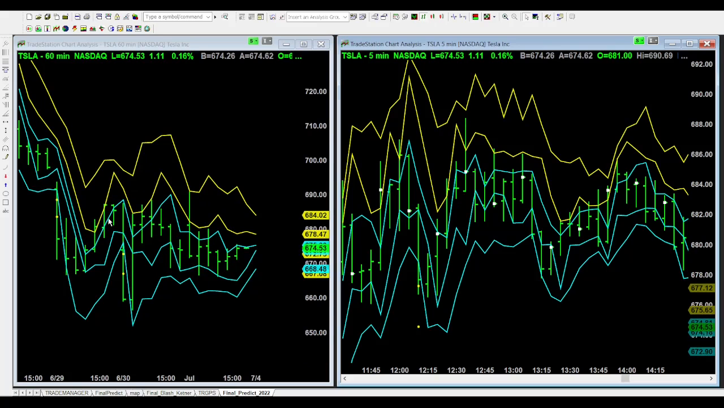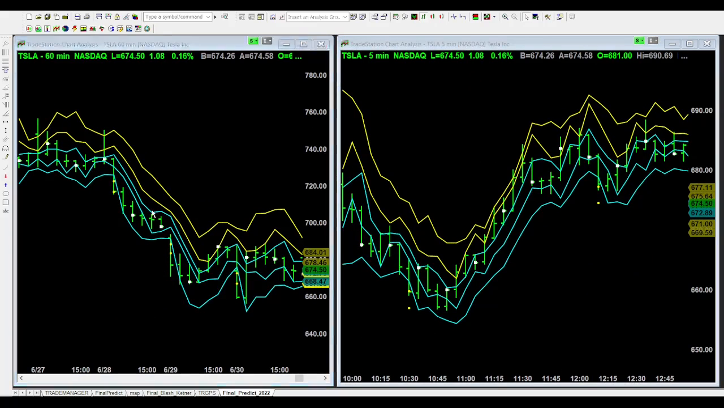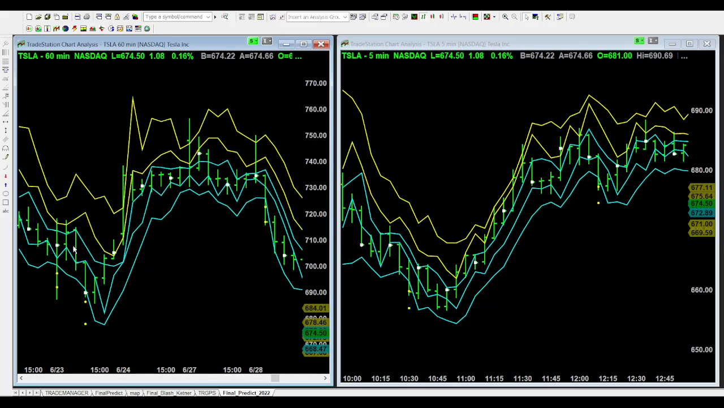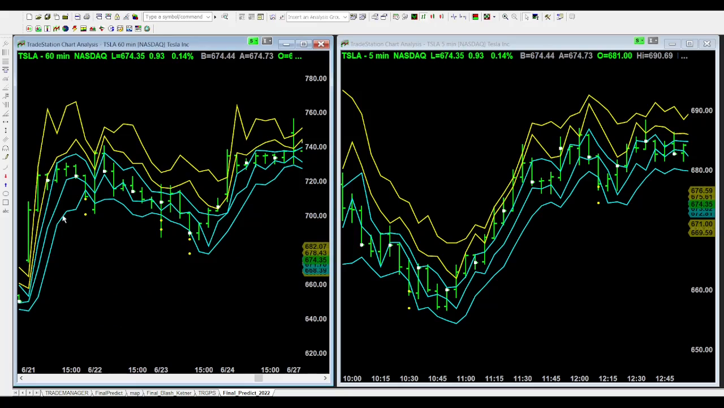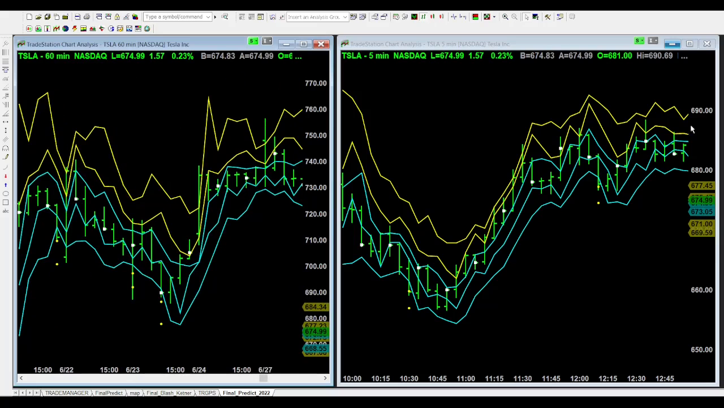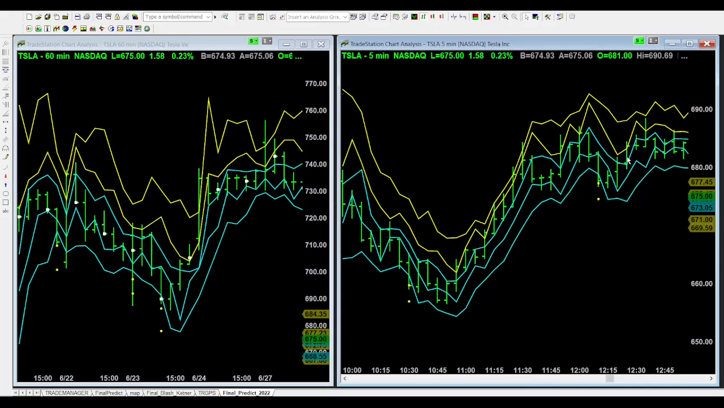And if you see the 60 minutes chart, you can also look at the trend lines and the stock price change. Okay, let's go to the 5 minutes chart again.